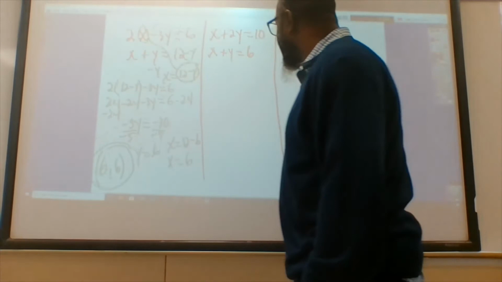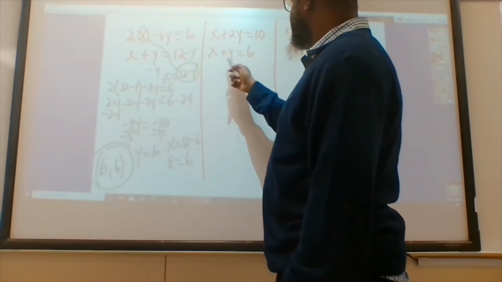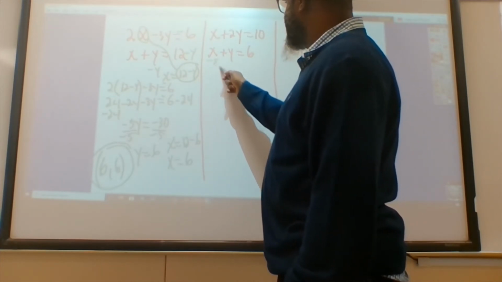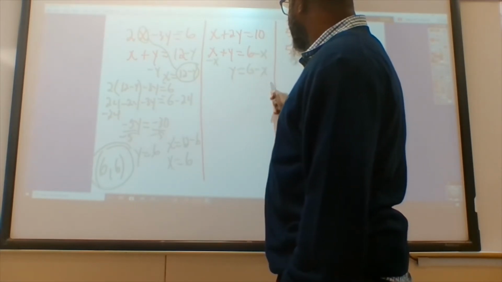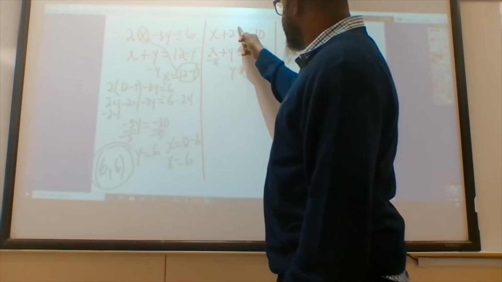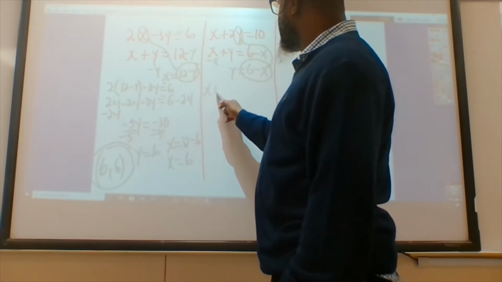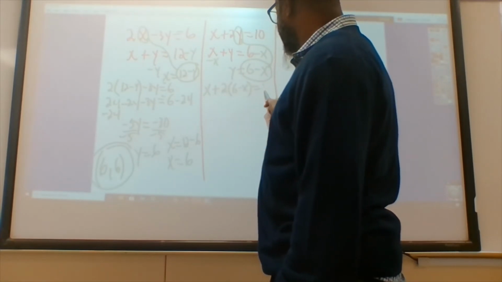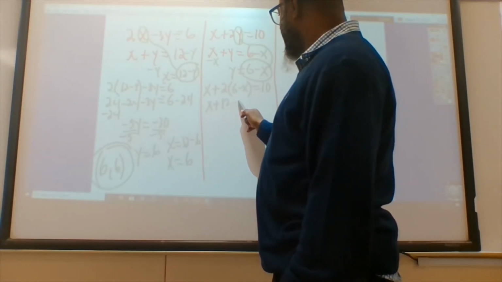And in this one, you can go either way. You can solve for x here or solve for x here. So move x here, move x, then you'll have y is equal to 6 minus x. Then I'm going to take that and replace it here in the other equation that was left untouched. Then I will have x plus 2 times 6 minus x is equal to 10. Then I do my distributive property. That will give me 12 minus 2x is equal to 10.